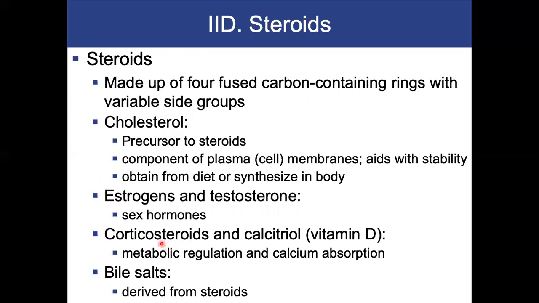Corticosteroids, when you think of those, think of cortisol, right? So these are stress hormones. Calcitriol is the active form of vitamin D, and it is going to help with calcium absorption in the GI tract in your small intestine. And then bile salts. Bile is actually a fat emulsifier, so it's going to take a big fat droplet and break it up into little fat droplets. So if you think of the Dawn commercials where they take some soap and drop it in a pan of oil, and the oil dissolves into little droplets. That's what bile does for our digestive tract.